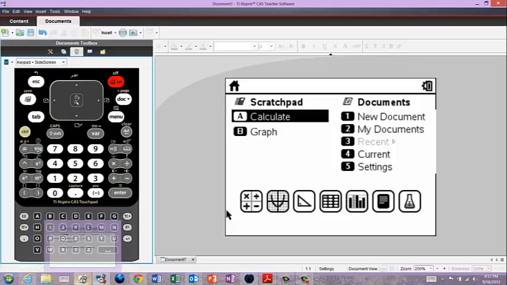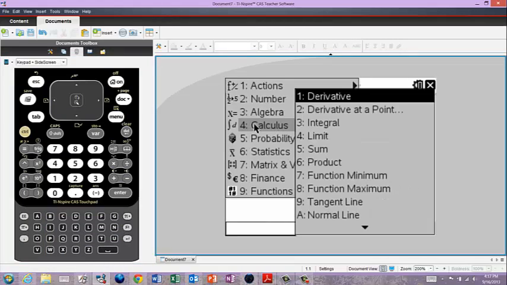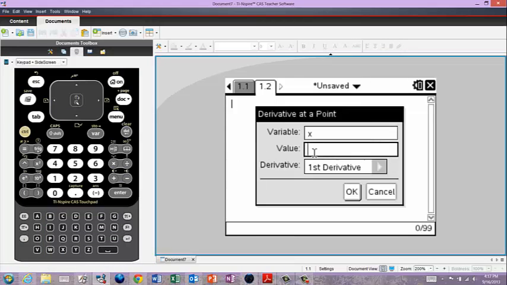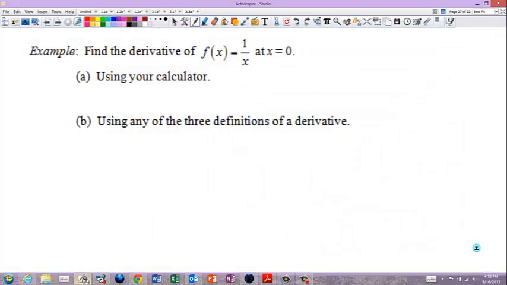Find the derivative of 1 over x at x equals 0. Oops, using my calculator. Menu, really? Probability? No. Derivative at a point. 1 over x. Negative infinity? What does that mean? That means it doesn't exist. Make a note. If your calculator tells you negative infinity, it does not exist.